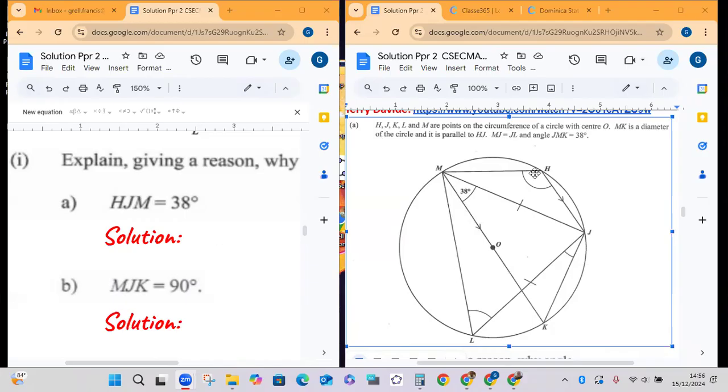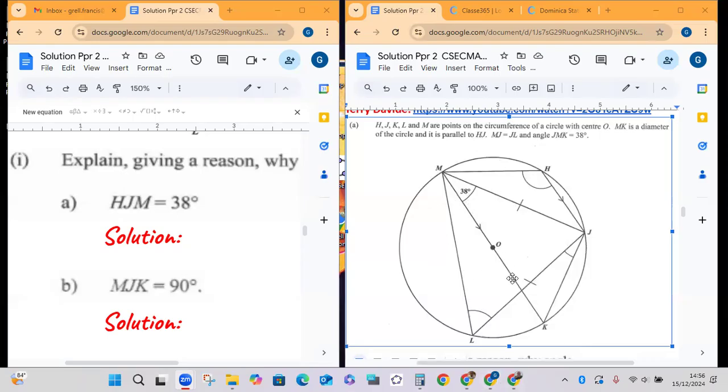So HG and MK are parallel. MG is equal to GL. So MG is equal to GL. So this is an isosceles triangle, and GMK is 48 degrees.